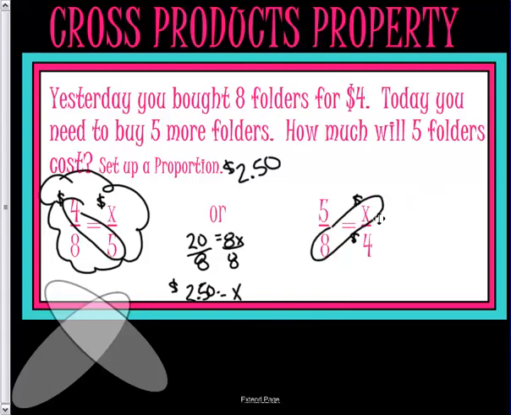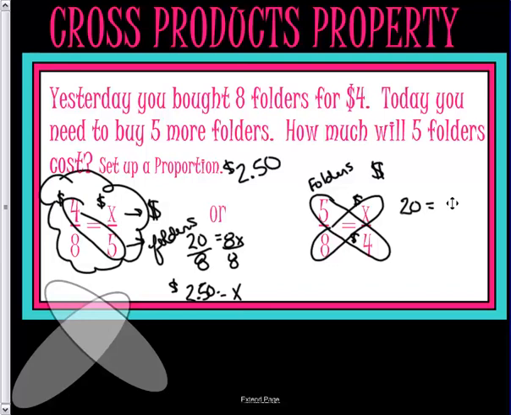Now if I come over here and I solve this proportion, remember we kept folders here and money here, while we had money here and folders in this line. So there are many ways you can set up proportions, as long as they're in the same row or the same column, so folders with folders, money with money, it's okay, because notice I'm still multiplying 5 times 4, getting 20, still multiplying 8 times x, still getting 8x. I'm going to have the same thing when I divide.